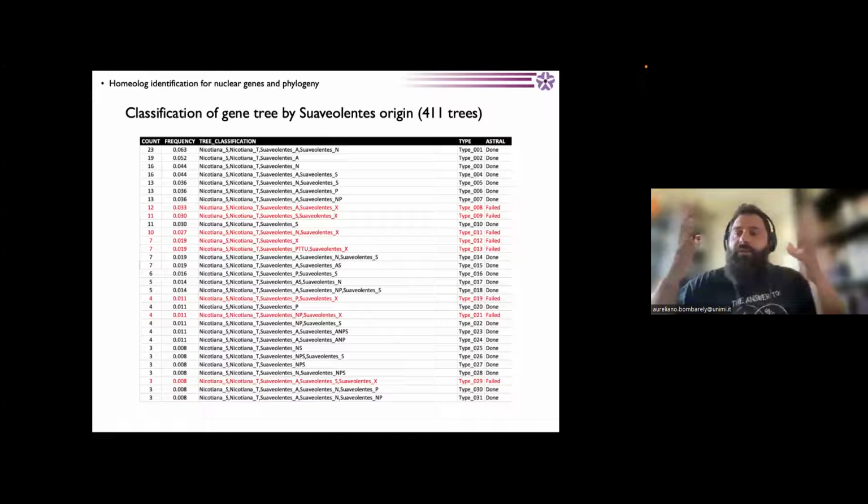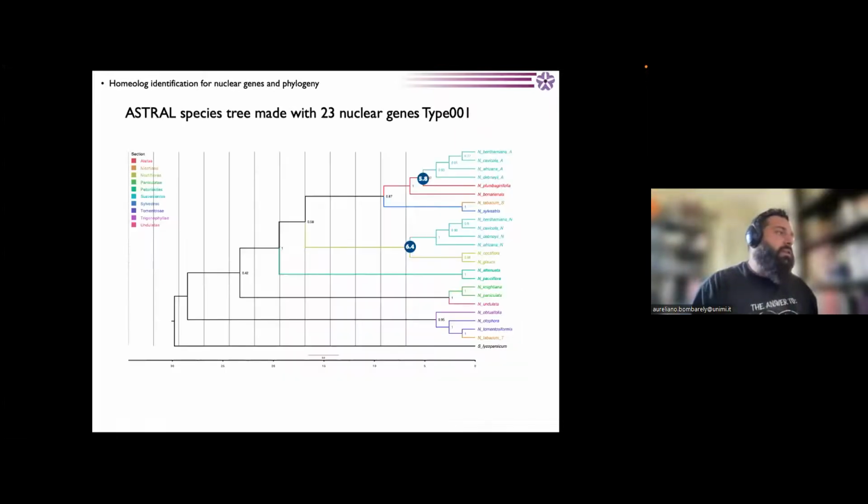Okay, just trying to get the final reconstruction of those. So this is an example for type 1. In the type 1 ASTRAL tree, we can find all the Suaveolentes species that are close to Latae. In this case, Latae doesn't appear as monophyletic, because this is the consensus, but in some of the trees, of course, Latae is the monophyletic sister species to Suaveolentes, okay? And in this case, for example, we have Suaveolentes sister to Noctiflorae.